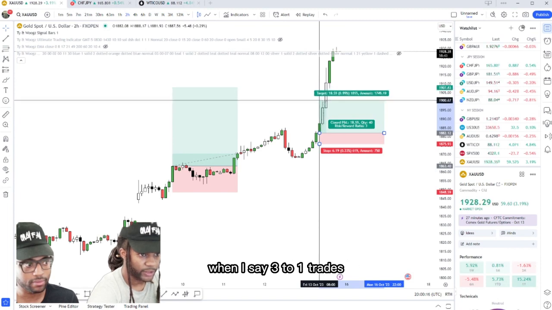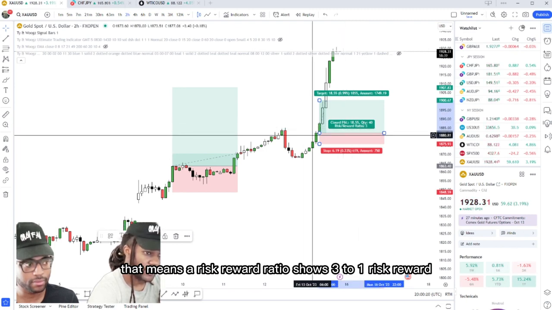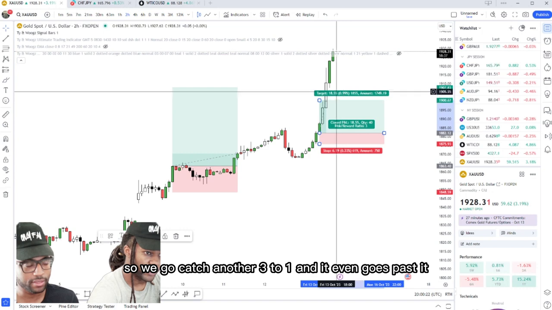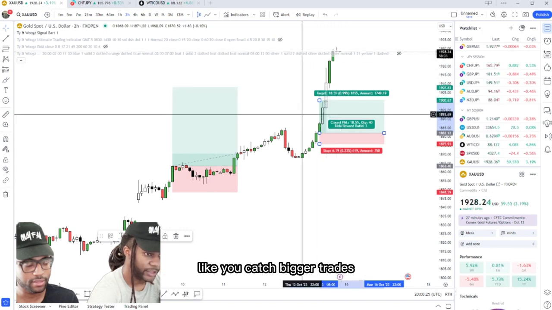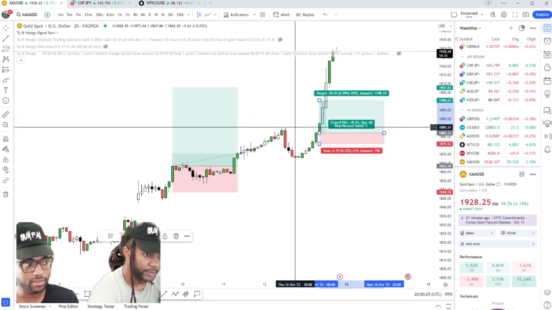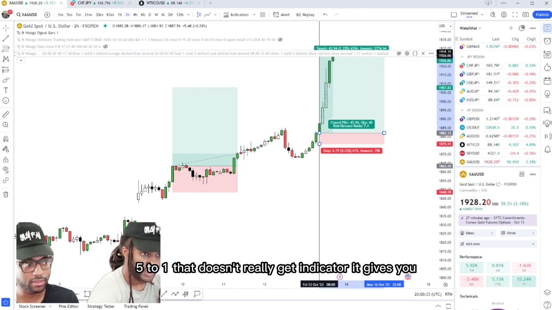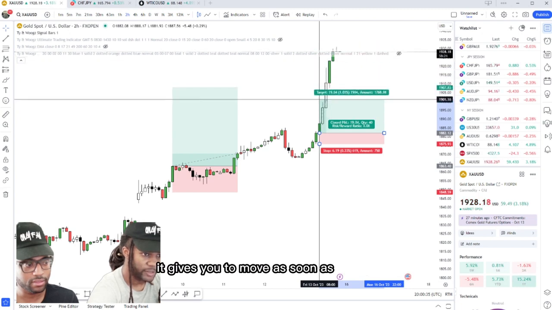When I say 3 to 1 trades, that means the risk reward ratio shows 3 to 1 risk reward. So we go catch another 3 to 1, and it even goes past it. Like you catch bigger trades, bigger moves, but your job is to catch at least minimum 3 to 1. You can go 4 to 1, 5 to 1. Like this is a really good indicator. It gives you the move as soon as it happens, so you'll be up to date.